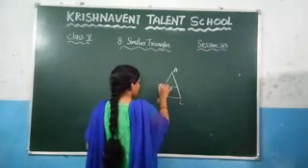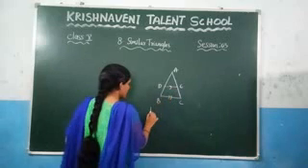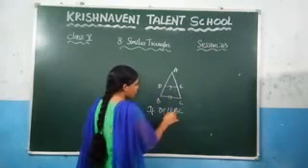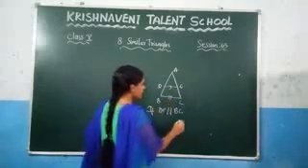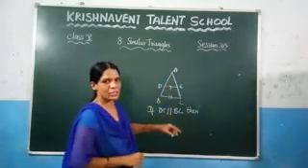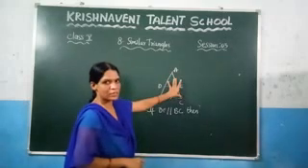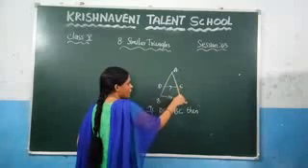and here DE. What this theorem states is: if DE is parallel to BC, that means if a line drawn is parallel to one side of the triangle, then the other two sides are divided into the same ratio. What are the other two sides here? AB and AC. They are divided into the same ratio. That means AD by DB is equal to AE by EC.